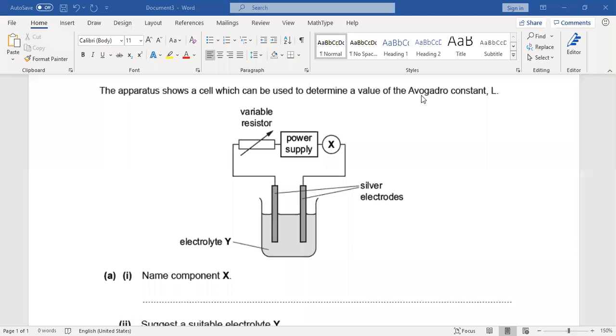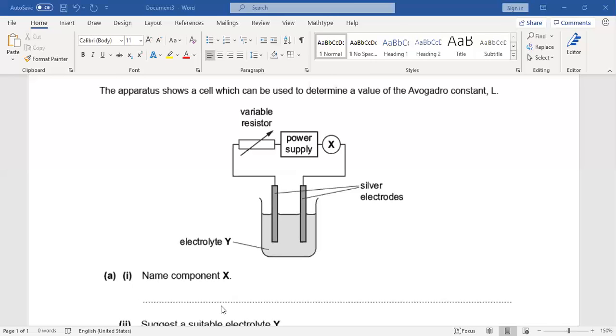Okay, so I'm going to show you how to tackle these questions. The apparatus shows a cell that can be used to determine the Avogadro constant. The Avogadro constant is used to find the number of electrons in a particular molecule or species. Here we have a variable resistor, a power supply, and silver electrodes, and then we have electrolyte Y.